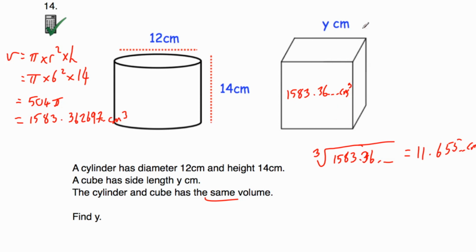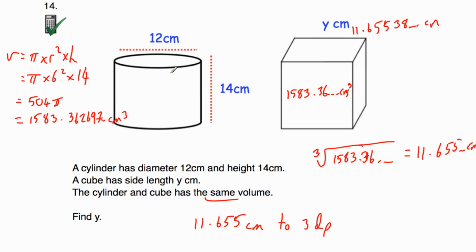So that means the side length of this cube is 11.65538 and so on centimeters. Let's give our answer to 3 decimal places. So the 3 decimal places will be 11.655 centimeters to 3 decimal places. And that's it.